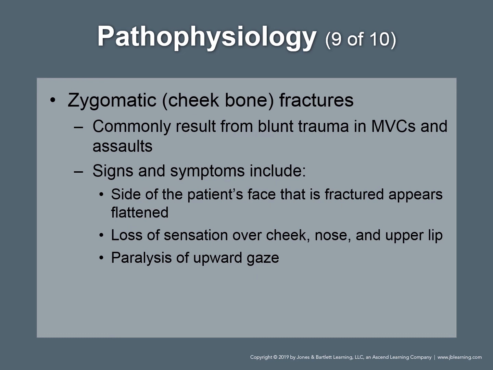The zygomatic, these are cheekbones. We see these a lot of times with blunt trauma or assaults with a baseball bat or face versus steering wheel. You'll have the side of the patient's face that is fractured will look flattened. They won't have sensation above the cheek, nose, and upper lip. And the fracture from the cheekbone can cause an upward gaze of the eye. And I just kind of remember the eye looks away from the fracture. So if you've got an upward gaze, either you've got an orbital or a zygomatic fracture.